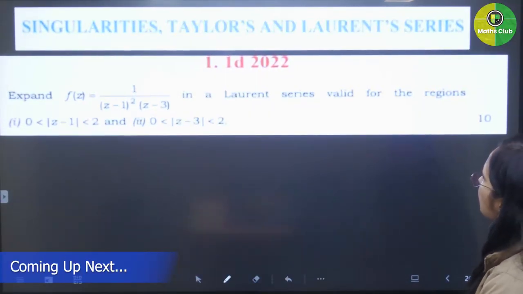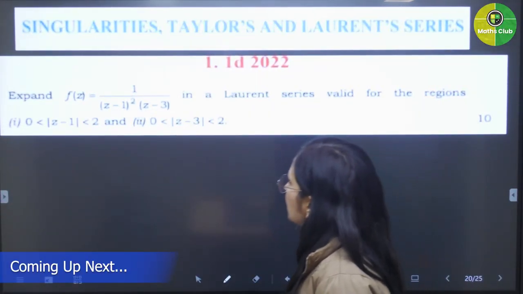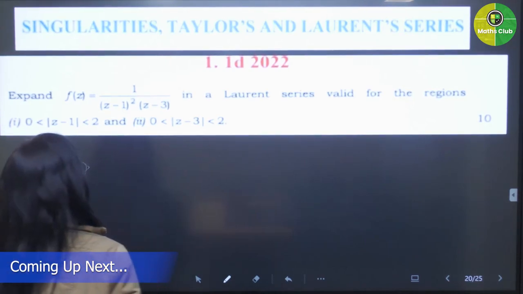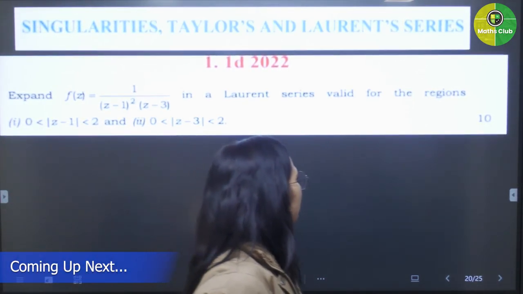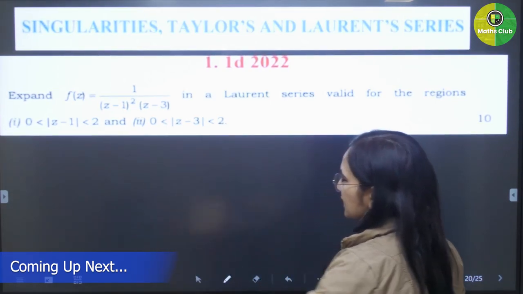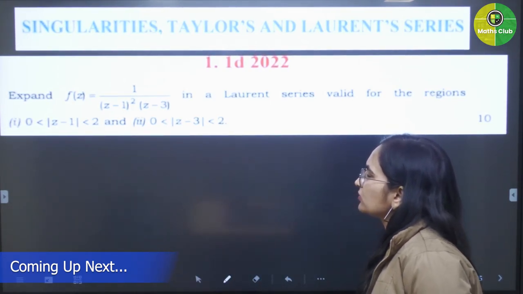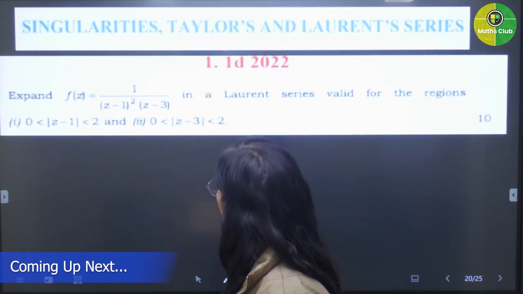Then singularities, Taylor's and Laurent series. Expand f(z) = 1 / ((z-1)^2 (z-3)) in a Laurent series valid for the regions 0 < |z-1| < 2 and 0 < |z-3| < 2.